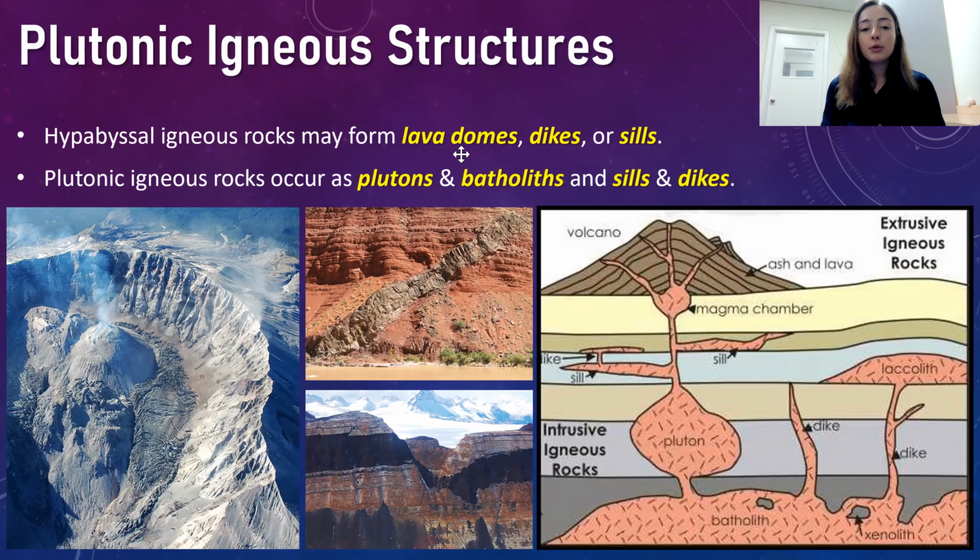And just as an overview, before we get into the specifics of each one of these structures, we can see that hypabyssal igneous rocks form structures such as lava domes, dikes, and sills, and plutonic igneous rocks or magmas form structures such as plutons, batholiths, and also sills and dikes. We can see this in the figure to the bottom right, but we will go over this figure in a lot more detail as we go through these structures one by one.